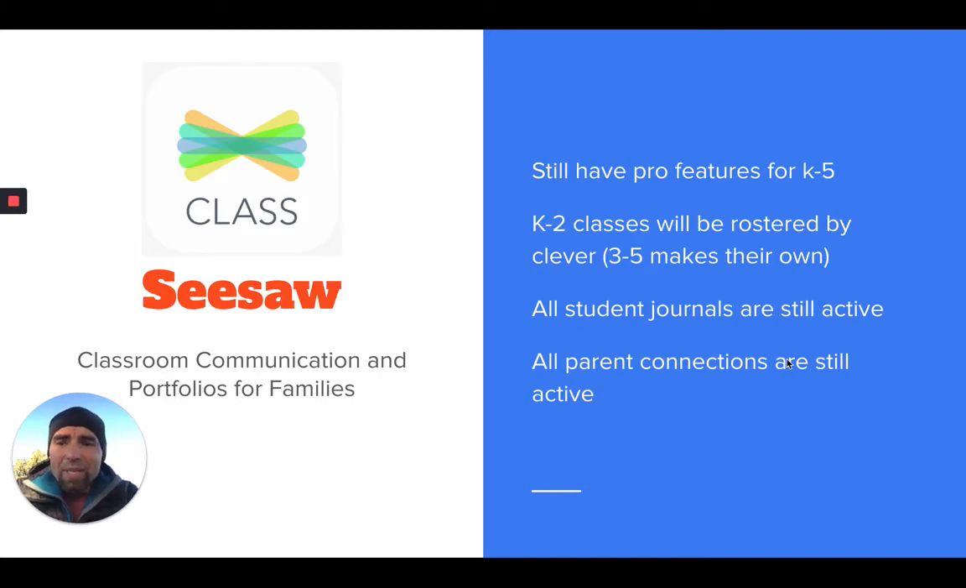Seesaw. We did sign a contract with Seesaw, so all K-5 teachers still have access to pro features this year. K-2 classes will be rostered by Clever when that gets up. Grades 3-5 should make their own classes if they want to use it in addition to Google Classroom. All the student journals are still active. All the parent connections are still active. If you want help with Seesaw or setting up your class, or have questions about it, let us know.